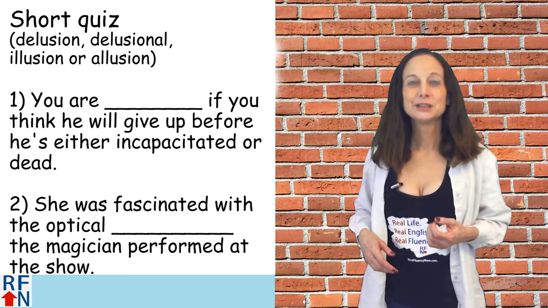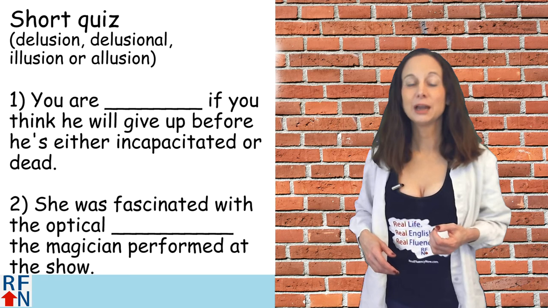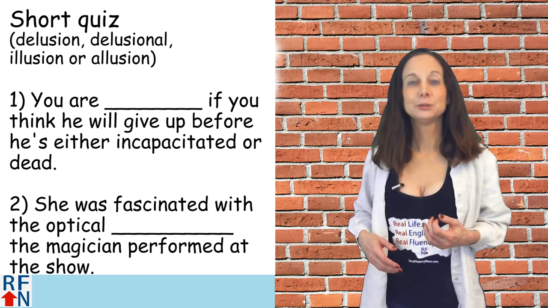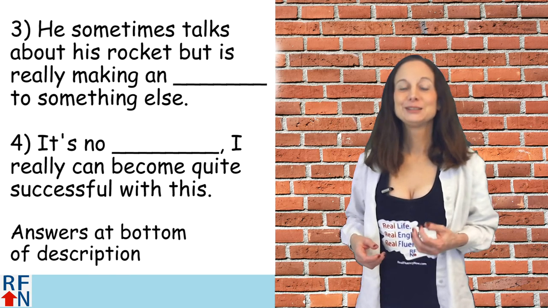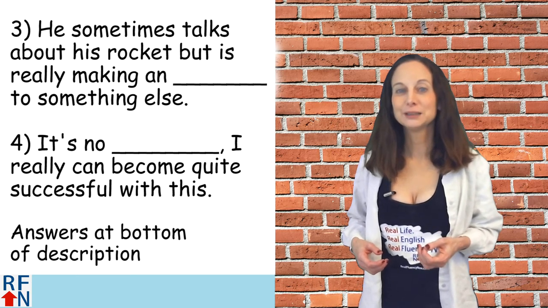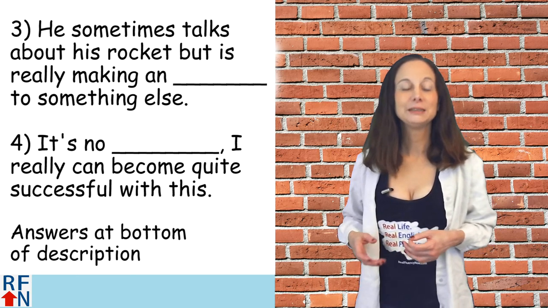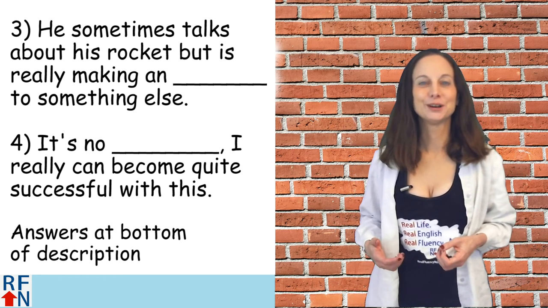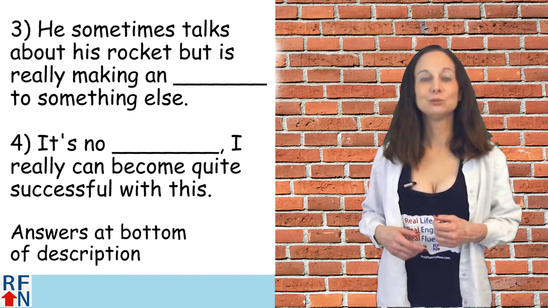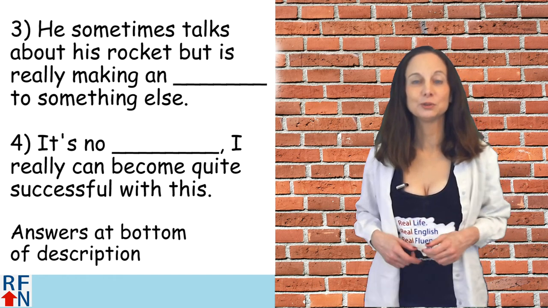Number two, she was fascinated with the optical blank that the magician performed at the show. Number three, he sometimes talks about his rocket, but is really making an blank to something else. Number four, it's no blank. I really can become quite successful with this.